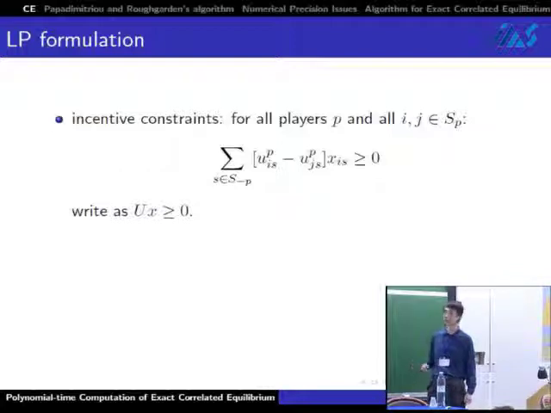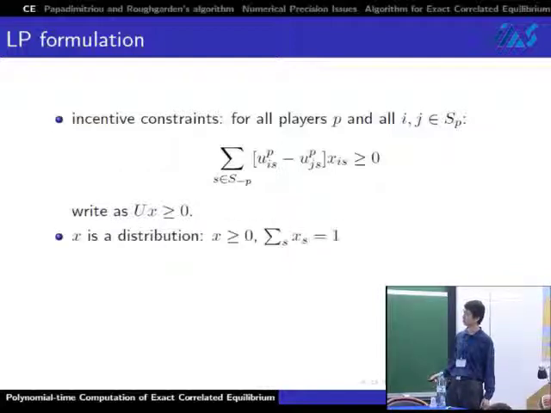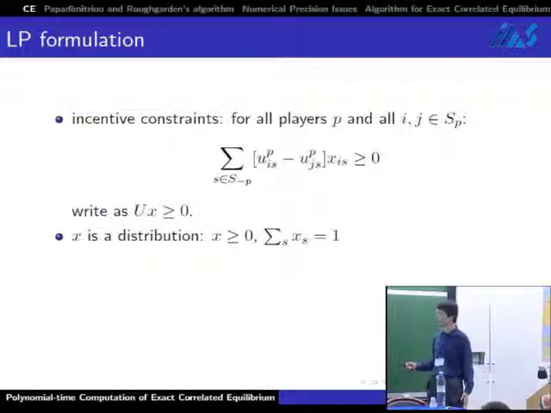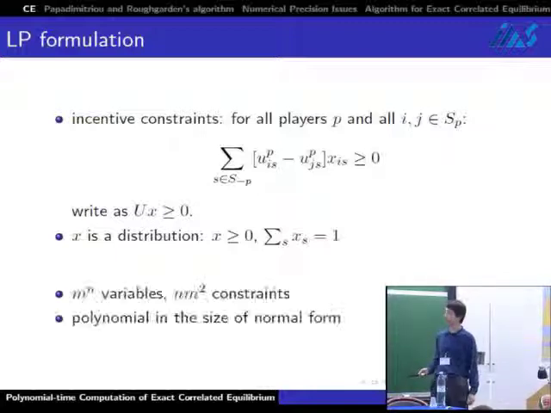Mathematically, this can be written as a set of linear constraints. For each player p and each pair of actions i, j of that player, we have the following incentive constraint. In fact, for this talk, we don't even have to care about the details of this expression. We can just write the set of incentive constraints as this expression Ux ≥ 0. So there are a set of other constraints that make sure x is a probability distribution, and these constraints together define the set of CE of the game.